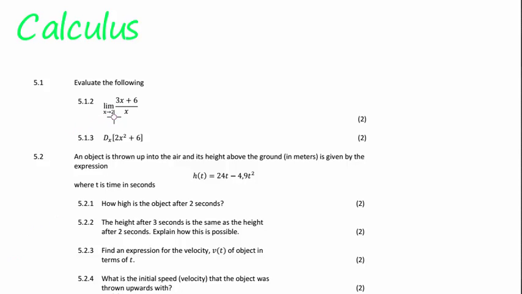Simply substitute the 2. I don't have to simplify the fraction because I don't have a denominator that will be 0. So I simply substitute the 2. So I get 3 times 2 is 6, plus 6 is 12, divided by 2 is 6.